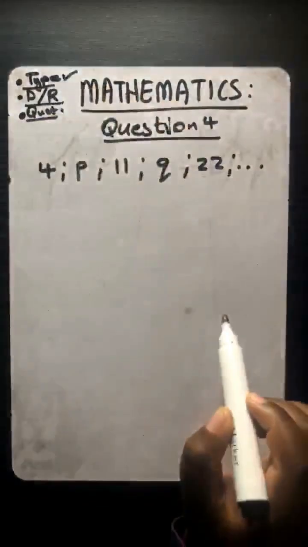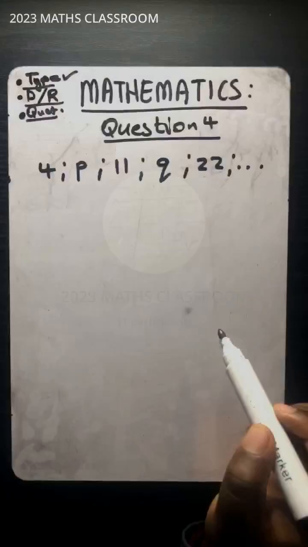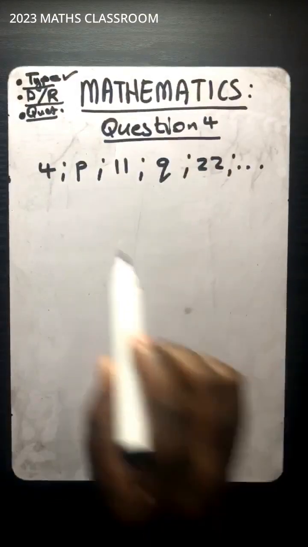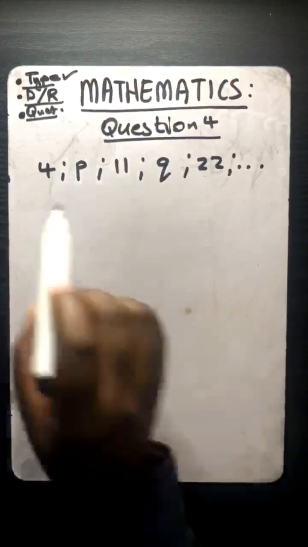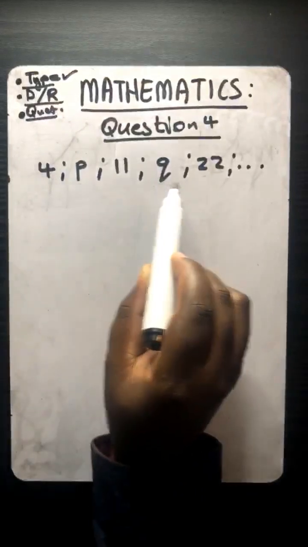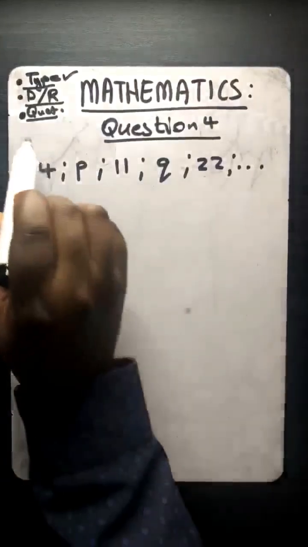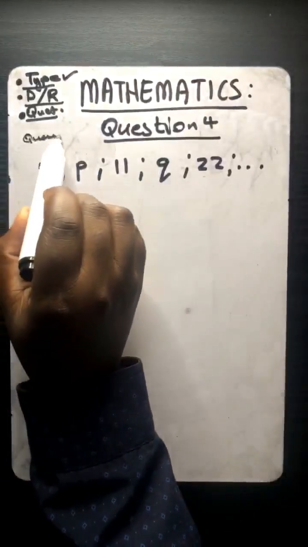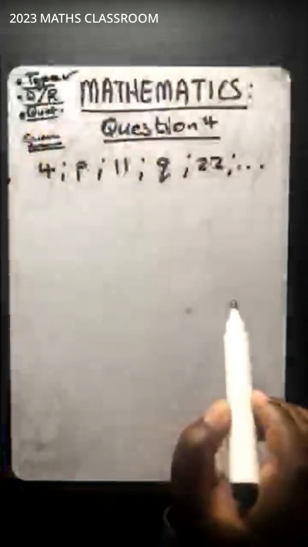So let's see. What type of sequence is that? Let me reread the statement. It says the quadratic number pattern being that. Most importantly, is it copied correctly? I've got 4, P, 11, Q, 22. Yes, this is a quadratic number pattern. It is stated that it's a quadratic pattern. For that reason, I made a tick that I know the type.